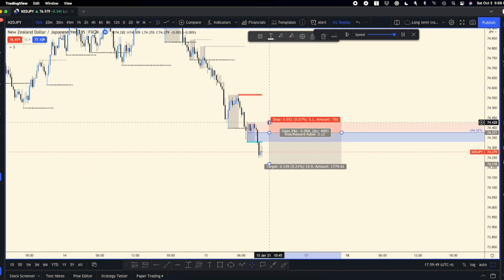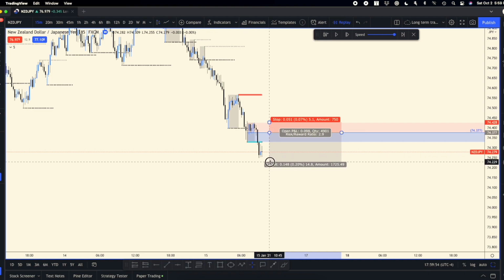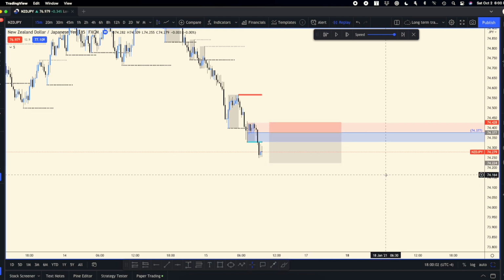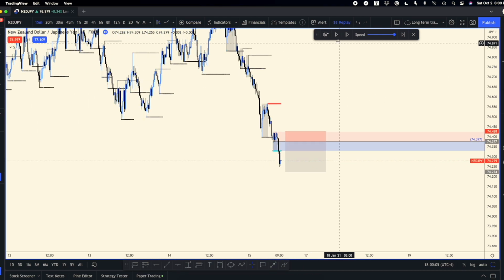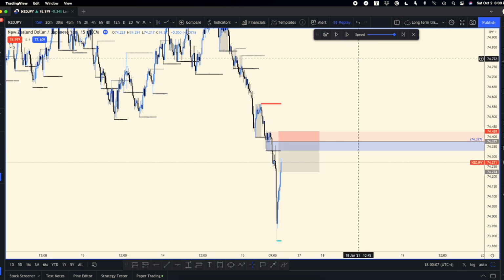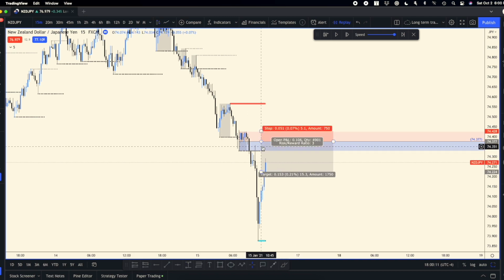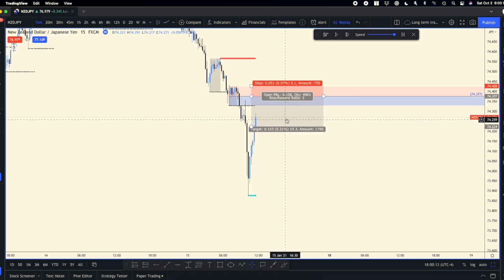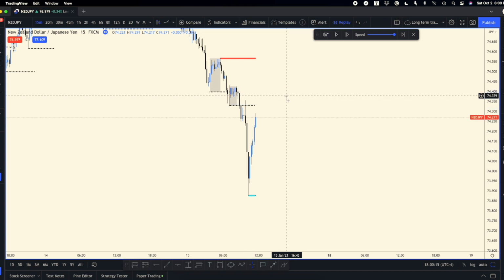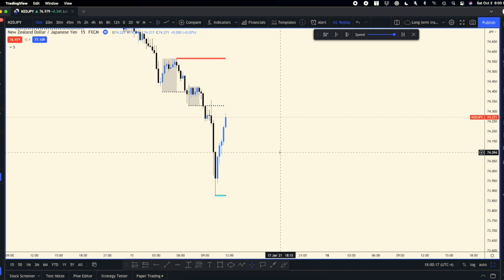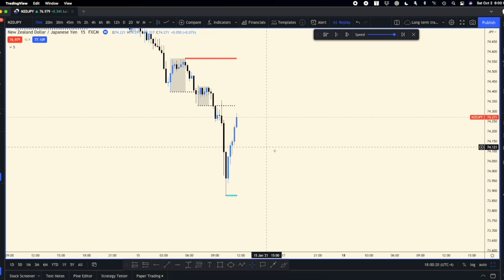Right. So my stop is here. Where I got a 3. 3 to 1. All right. Fine. So let's see what happens. It came in. You see that, right? So it did validate this MB, and it just dropped. So dropped extremely aggressive. All right.